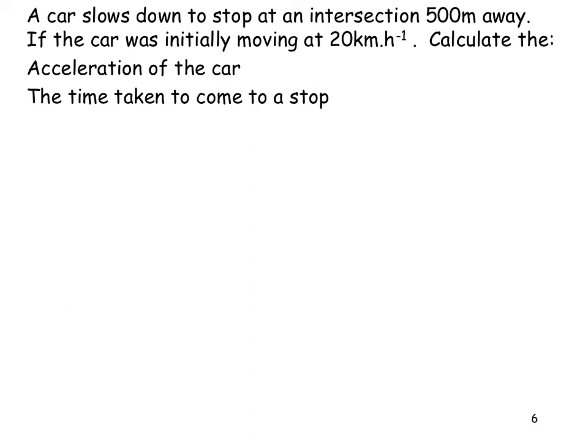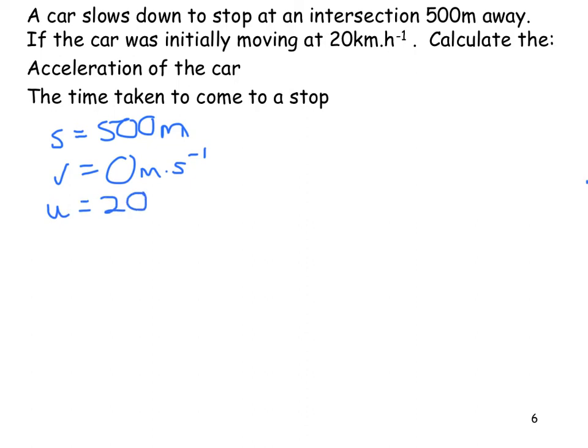A car slows down to stop at an intersection 500 meters away. So the distance is going to be 500 meters. It's actually going to stop there. The final velocity is going to be 0 meters per second. If the car was initially traveling at, so my initial velocity is 20 kilometers per hour, calculate the acceleration of the car and the time taken for the car to come to a stop.